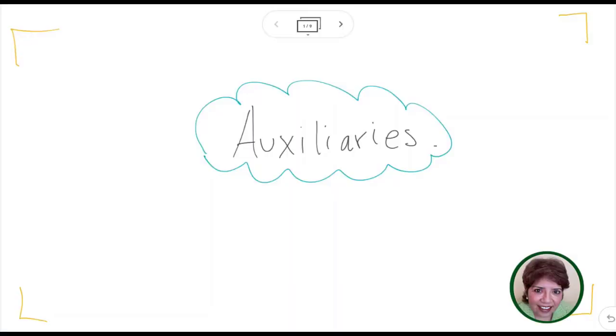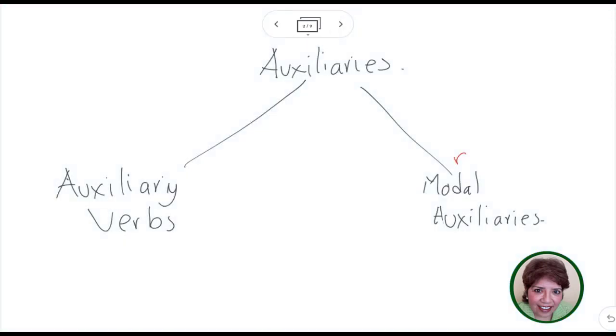Okay, the auxiliaries in English are divided into two parts, the auxiliary verbs and the modal auxiliaries. Remember the pronunciation of this with our modal auxiliaries. Se dividen en auxiliary verbs y en modal auxiliaries. Let's see the difference between these two parts.